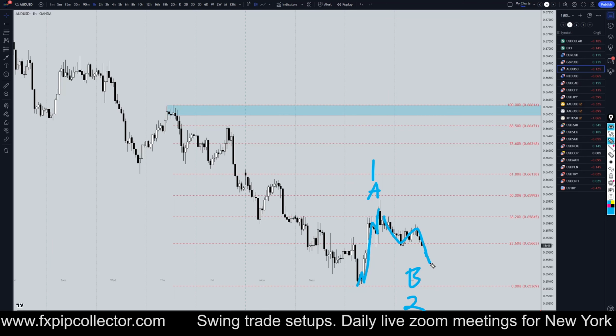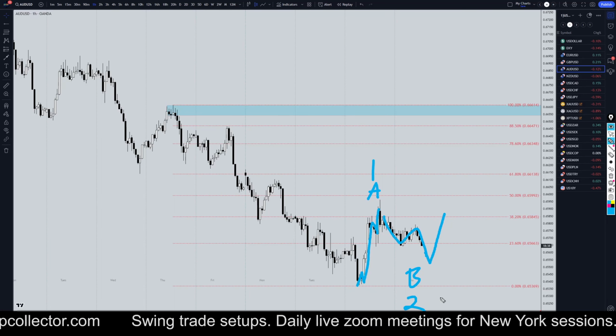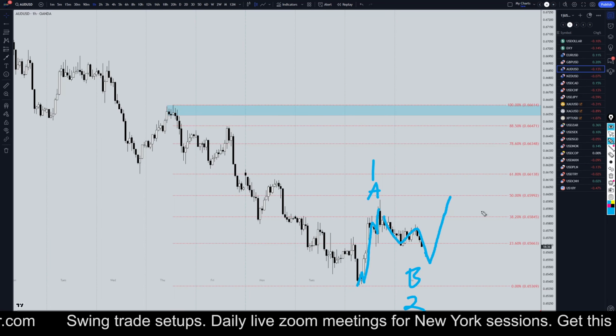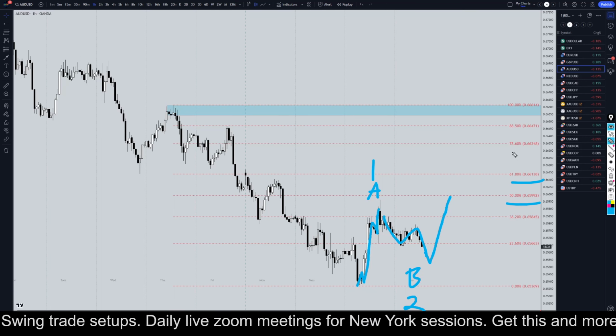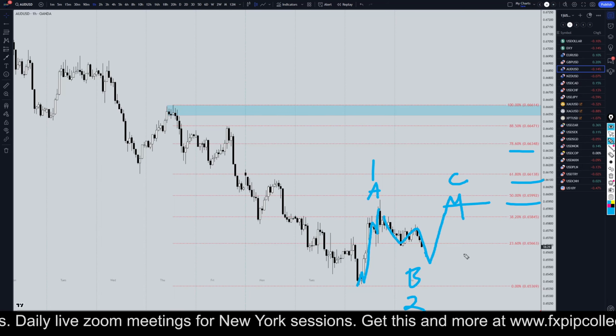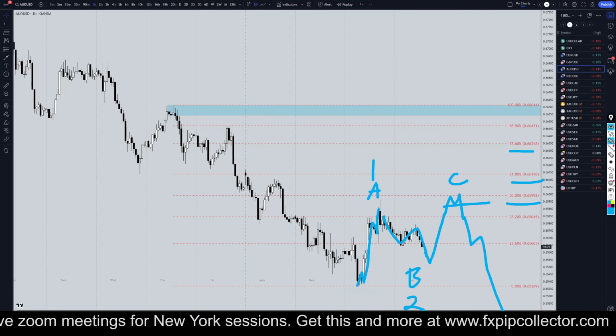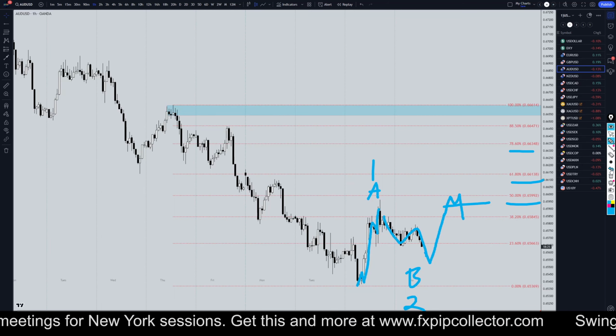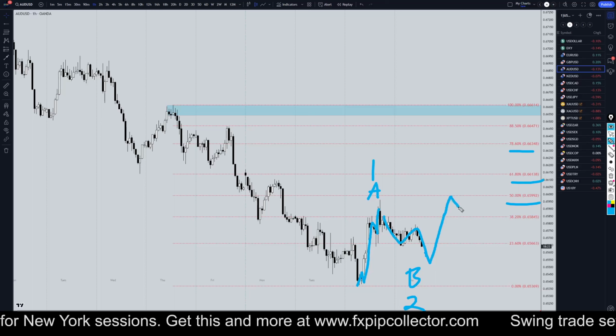Now, we probably will get another push up, and this is where it's going to start to be important, where we have to pay attention, because if it goes up to one of these Fibonacci retracement levels, makes an impulsive turn to the downside like this, that's telling us that it's a wave C, and we definitely want to go short again.